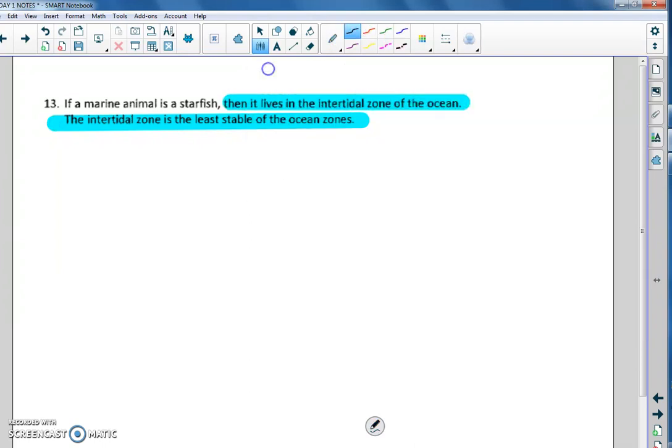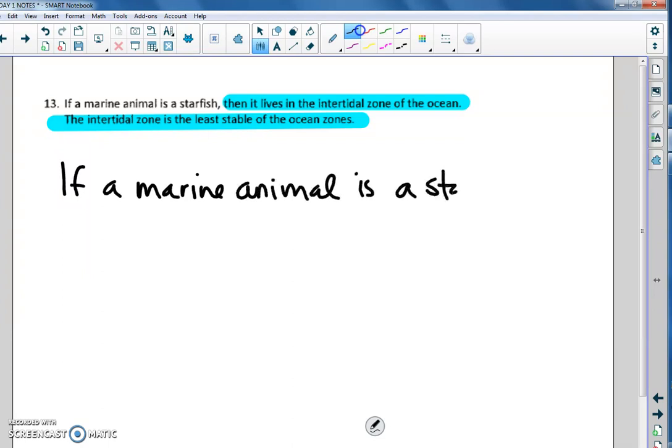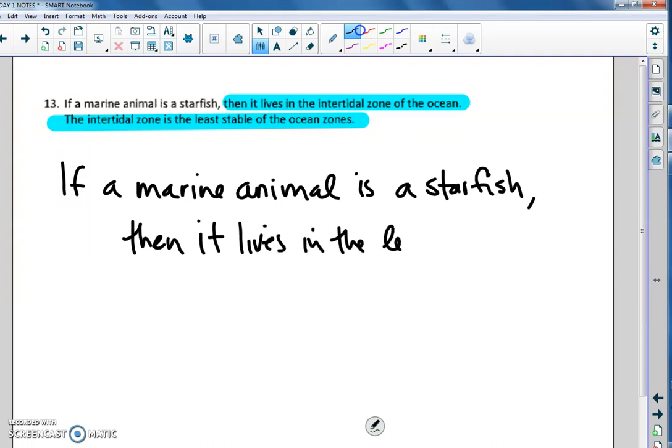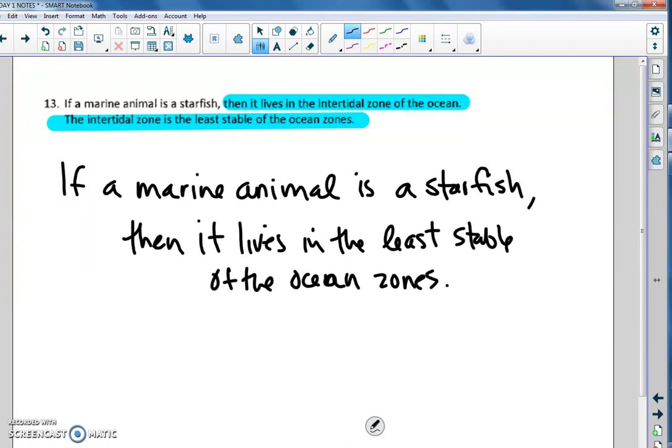So I can say, if a marine animal is a starfish, then it lives in the least stable of the oceans. Do y'all feel like you're not in a math class?